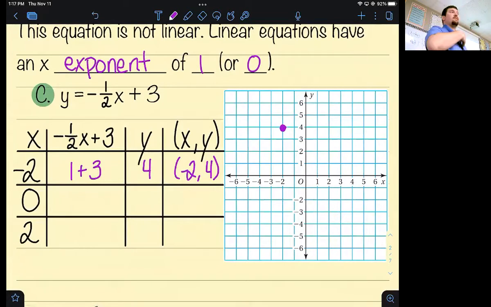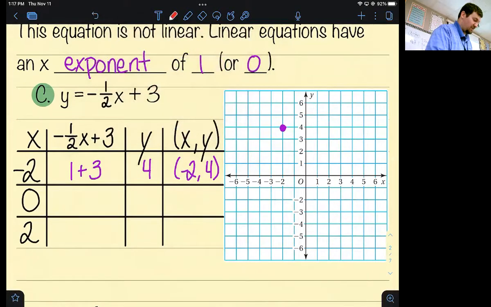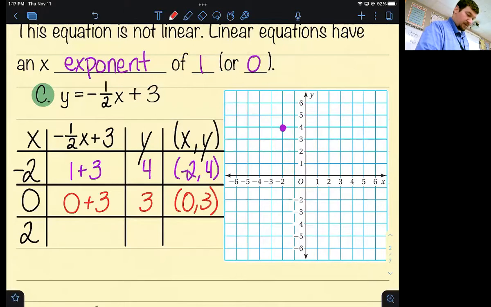When you plug in 0, 0 is always one that you want to plug in though. When you plug in 0, what's -1/2 times 0? No such number. 0 plus 3 is what? 3. So when I plug in 0 for x, I get 3 for y. So I plot 0, 3.